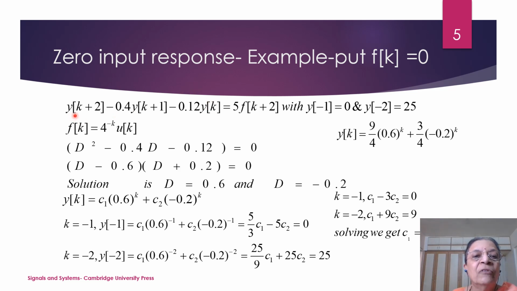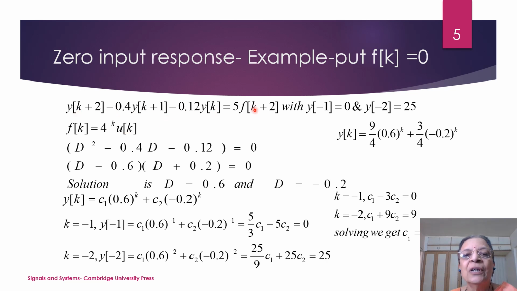We are considering the equation y of k plus 2 minus 0.4 into y of k plus 1 minus 0.12 into y of k is equal to 5 times f of k plus 2. Suppose this is the difference equation given to you, with y of minus 1 equal to 0 and y of minus 2 equal to 25 as the initial conditions. Now what is f of k? f of k is given as 4 raised to minus k u of k, but when I am considering zero input response, the input will be considered as 0.